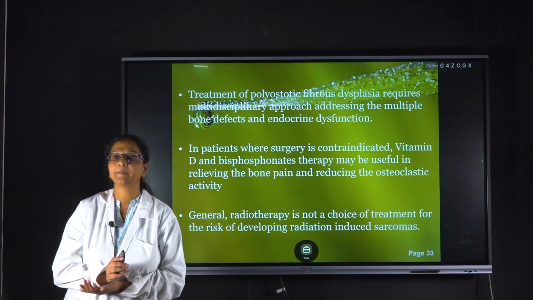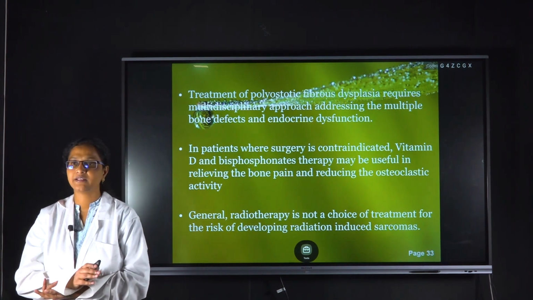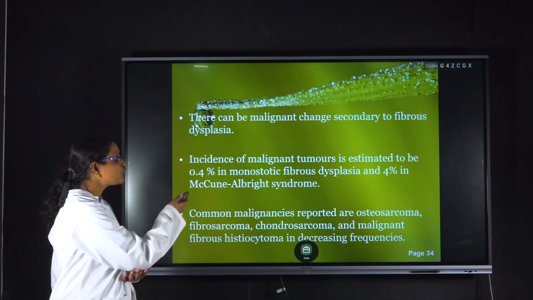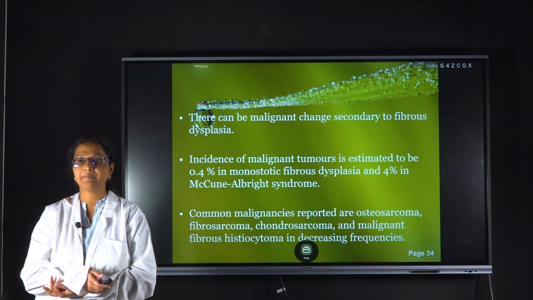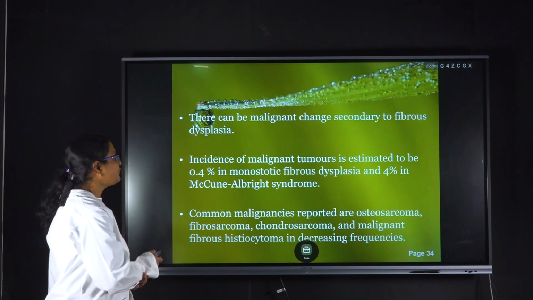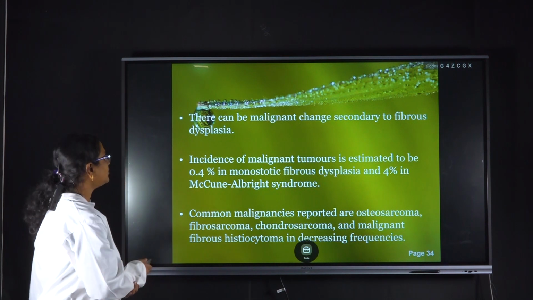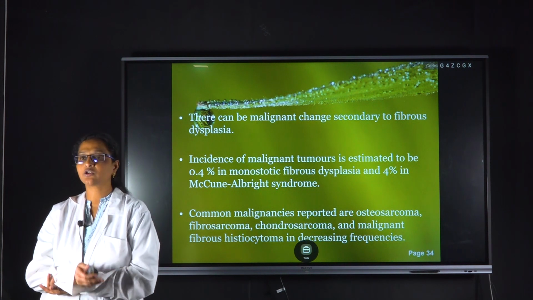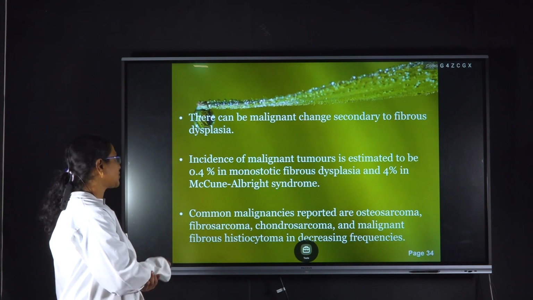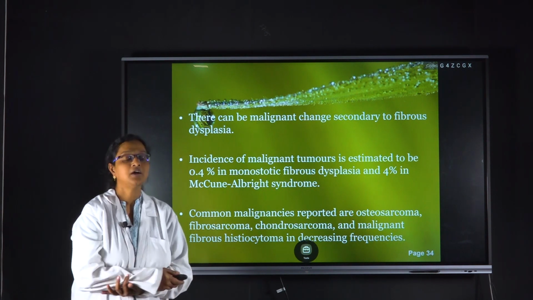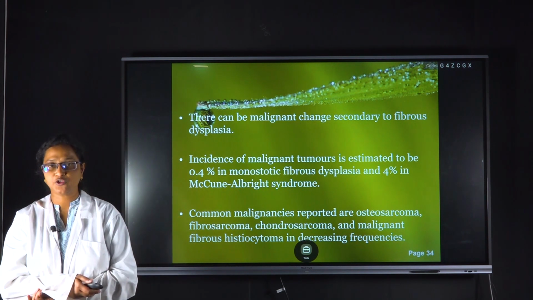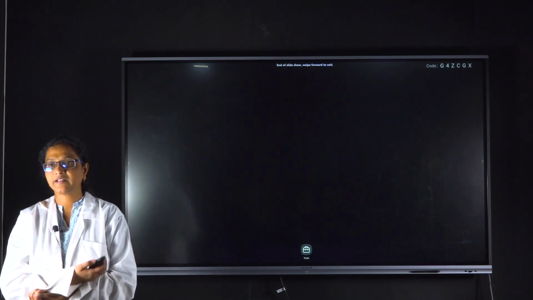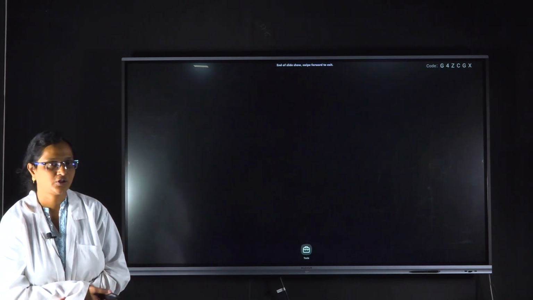Generally, radiotherapy is not advised in fibrous dysplasia because of the occurrence of sarcomas in these patients. So there can be malignant change in fibrous dysplasia. It is usually around 0.4% in the monostotic type, and it is around 4% in McCune-Albright syndrome. The malignancies which are commonly seen in fibrous dysplasia are osteosarcoma, fibrosarcoma, chondrosarcoma, and malignant fibrous histiocytoma. The references for this are Shafer's textbook of oral pathology and Neville's textbook of oral pathology. Thank you.